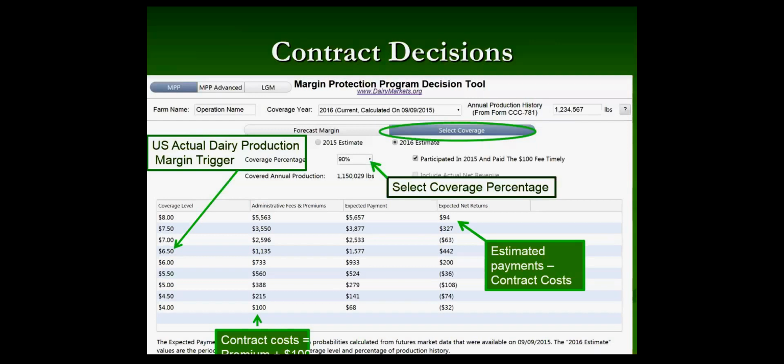Okay, it doesn't matter if we're projecting a $5 margin. We're nowhere near that kind of number. But if it did, the cost would be the same. The expected payment would be a whole lot larger.